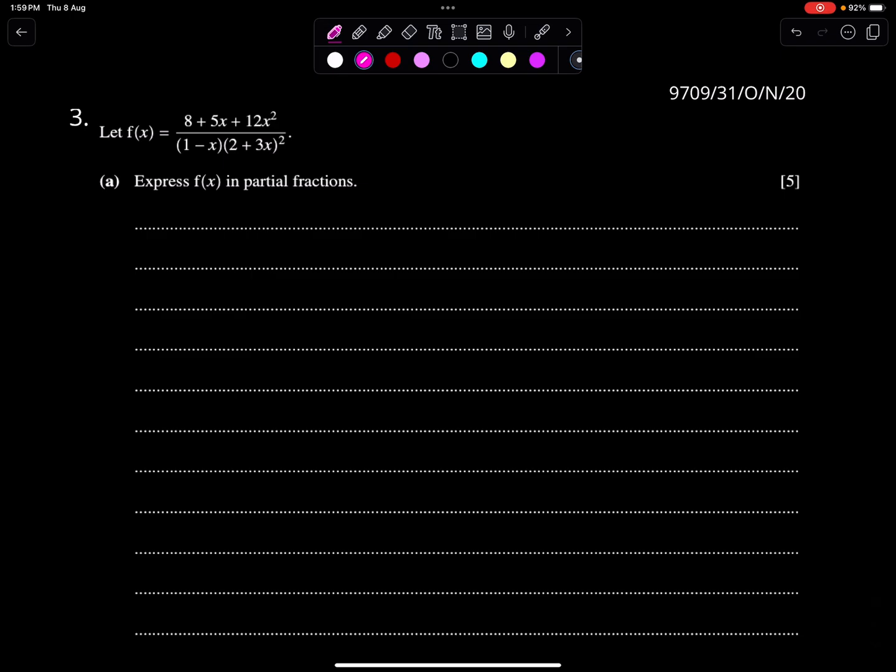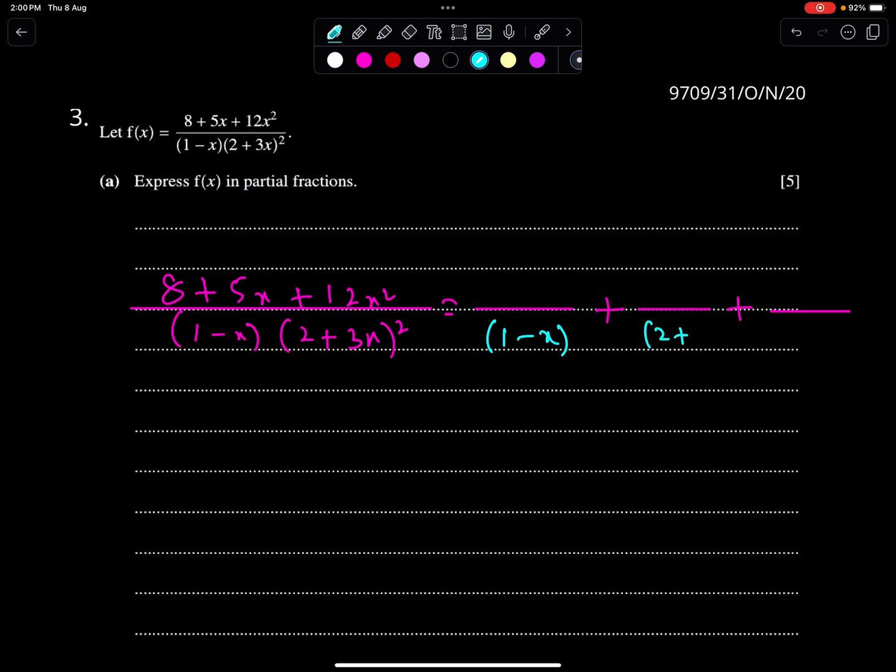Example number 2. In this question, we have two factors. One is linear and one is repeated linear. So this fraction can be split into three fractions. One for linear factor and two for repeated linear factors. This fraction is for linear factor and these two are for repeated linear. We write repeated linear twice, once with power 1 and once with power 2. Since all factors are linear, so we need to write constants in their numerator.